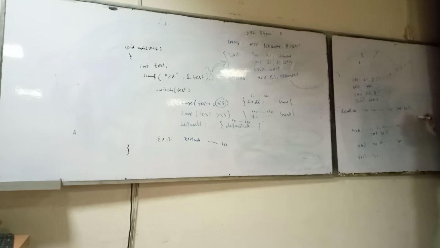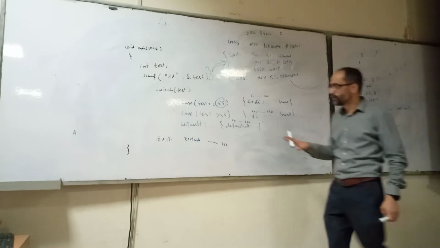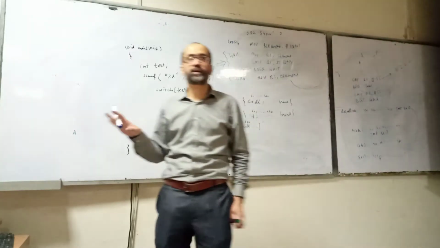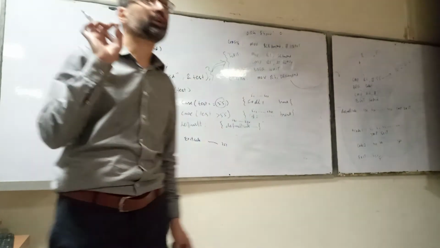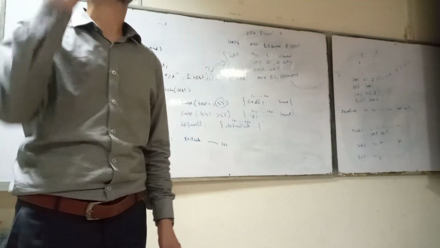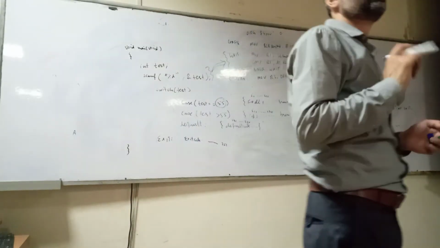Exit, and it will come on here. But after code 2, we are not using jump exit, because it will jump automatically on exit. Understood? So now we have studied how we can translate a small C program into an assembly.